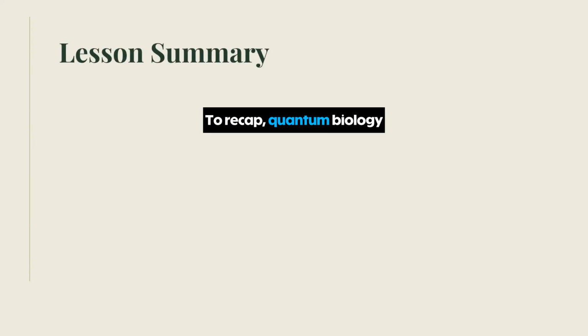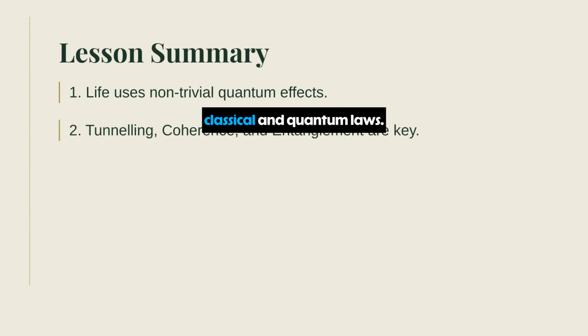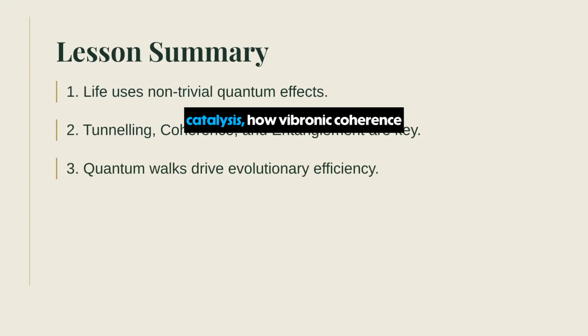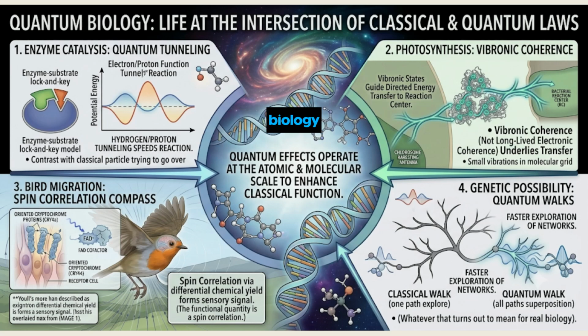To recap, quantum biology reveals that life operates at the intersection of classical and quantum laws. We have seen how tunneling contributes to enzyme catalysis, how vibronic coherence and not long-lived electronic coherence underlies energy transfer in photosynthesis, how a spin correlation in radical pairs may give birds a magnetic compass, and how quantum walks explore networks of genetic possibility faster than classical ones. Whatever that turns out to mean for real biology.